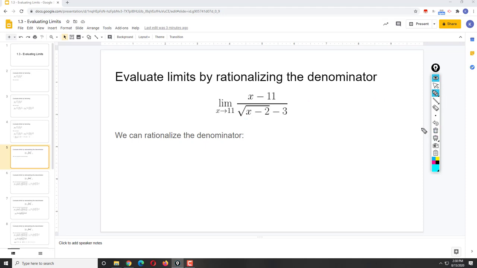But we can rationalize the denominator. In algebra and pre-calculus, you're expected to fully simplify by getting rid of this square root term on the bottom of our fraction. How do we do that? By multiplying by the conjugate. That means that if we have the square root of x minus 2 minus 3, we can multiply on top and bottom by square root of x minus 2 plus 3. And we do the same on top and bottom.